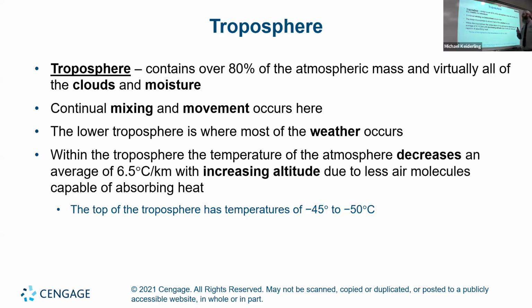And within the troposphere, the temperature of the atmosphere decreases about 6.5 degrees Celsius per kilometer with increasing altitude due to fewer air molecules capable of absorbing heat. And the troposphere is in fact primarily heated from below, from Earth. So the Earth absorbs light and radiation from the sun. That heat gets transferred up into the troposphere. So the top of the troposphere is very cold. It has temperatures of around -45 to -50 degrees Celsius.